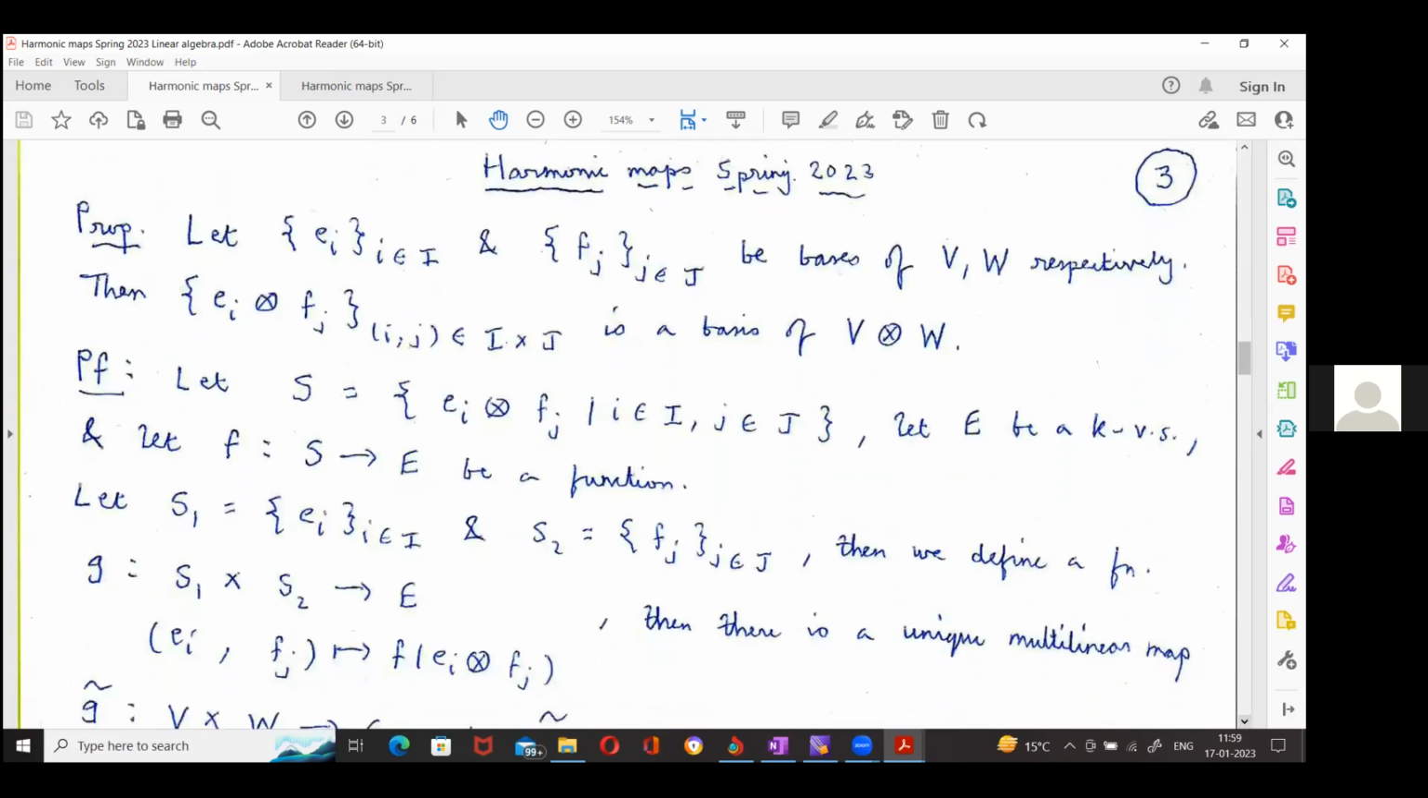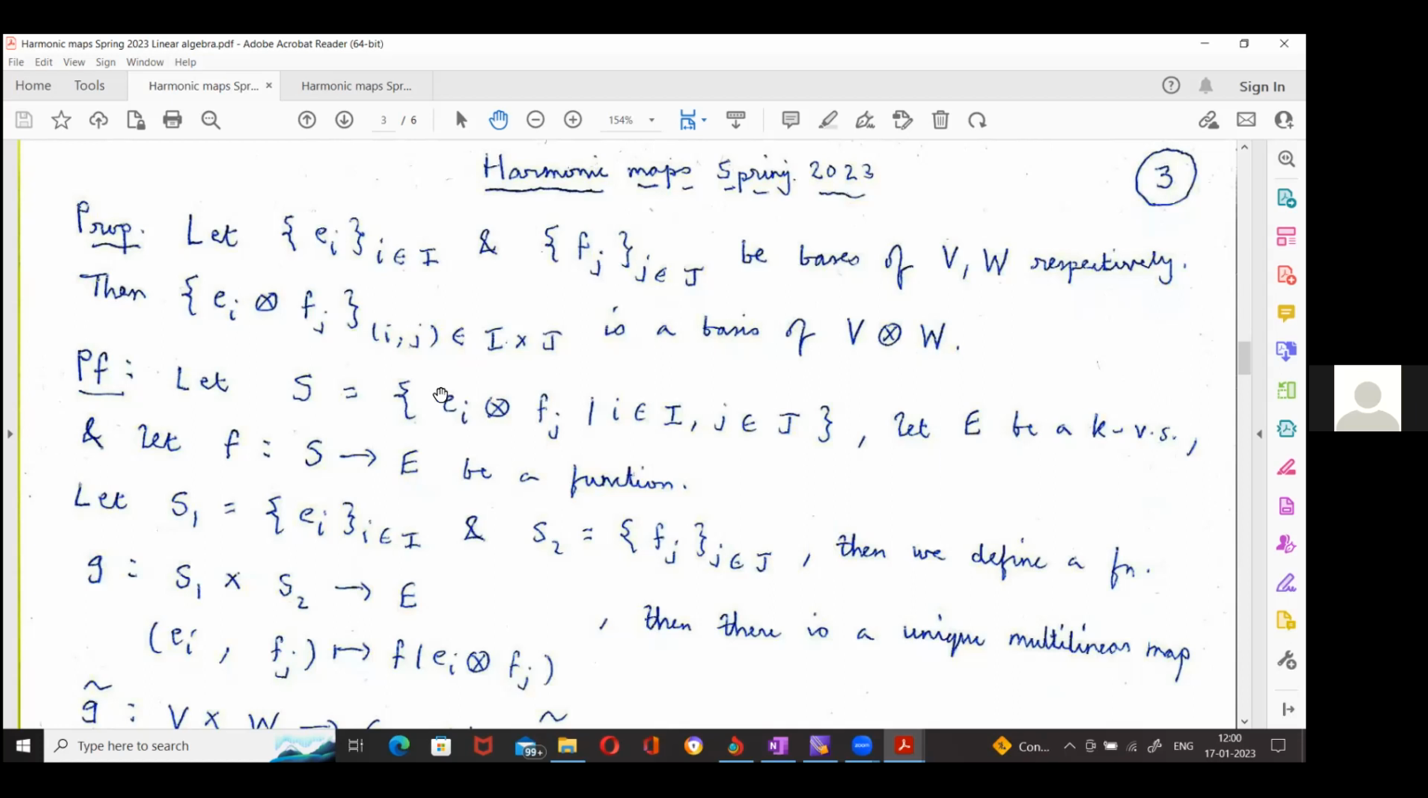So now we can use the basis criterion to prove the following. Let e_i and f_j be bases of vector spaces V and W. I'm not assuming finite dimensional. These could be infinite dimensional. Then if I look at the set of tensor products e_i tensor f_j, where (i, j) belongs to capital I cross J, this is a basis of V tensor W.